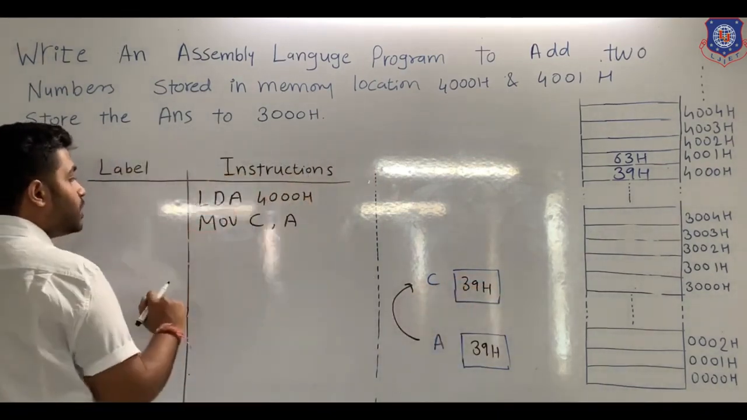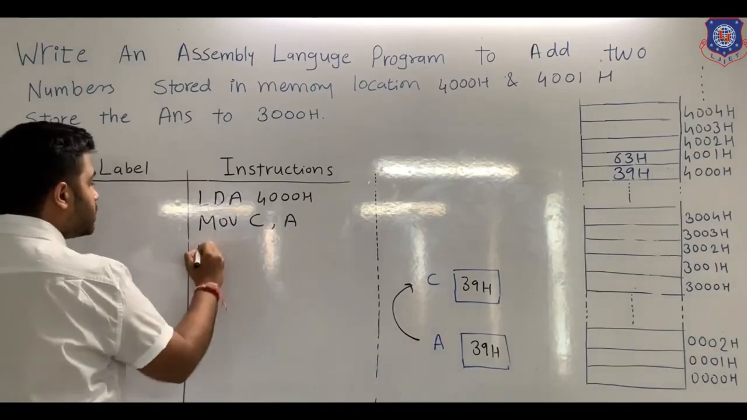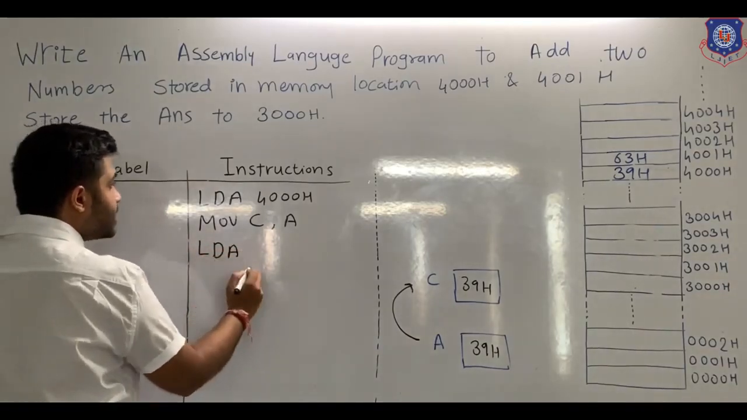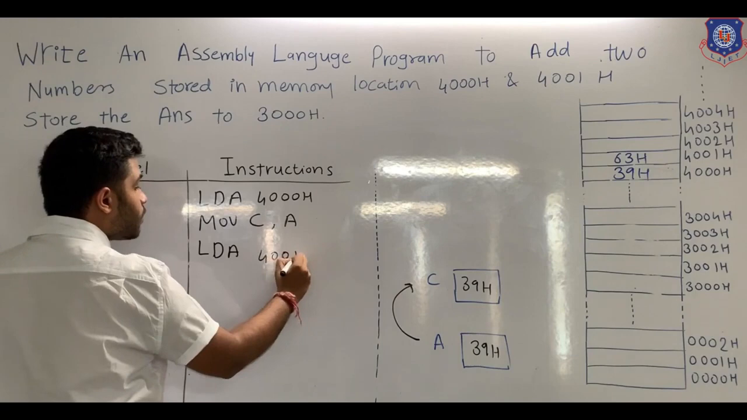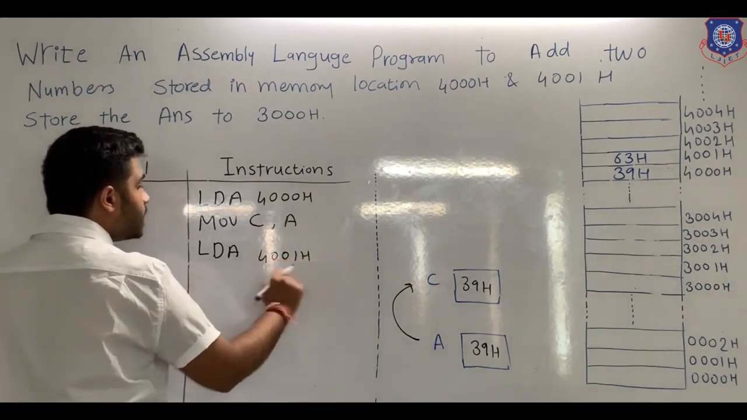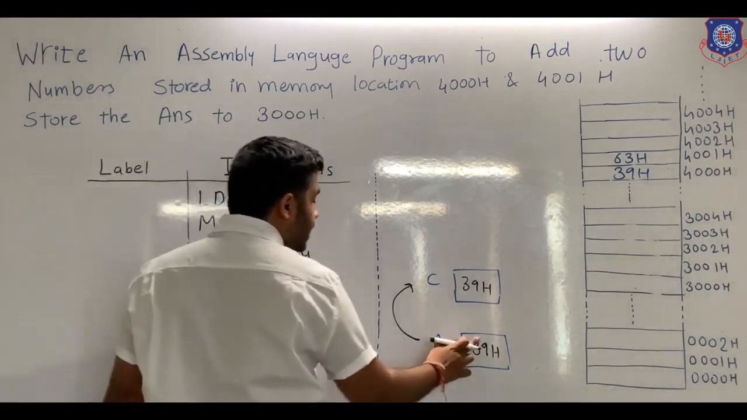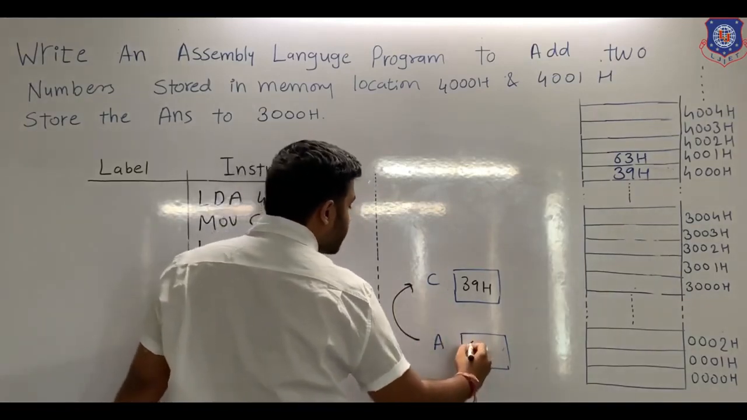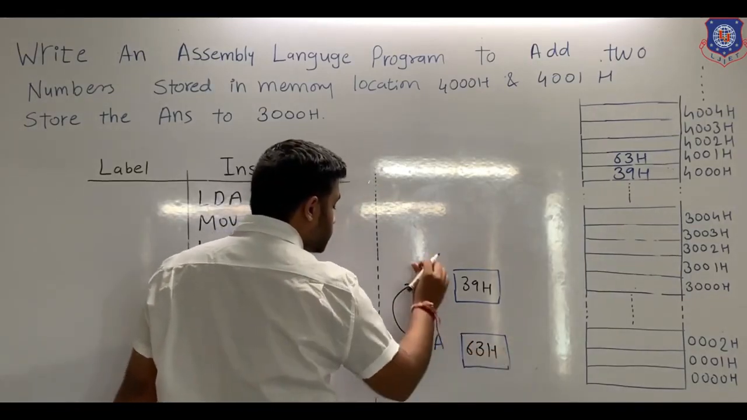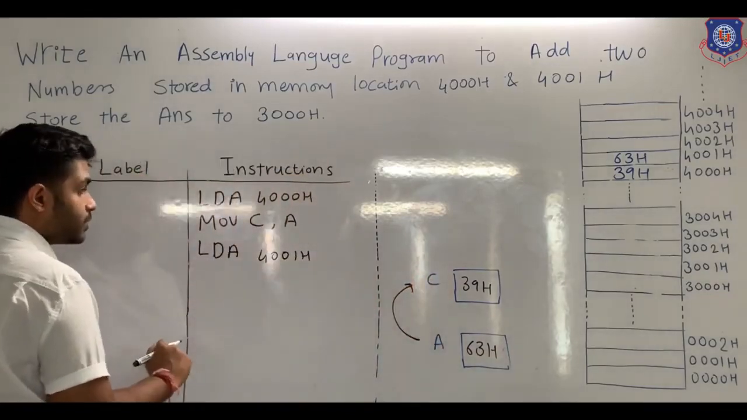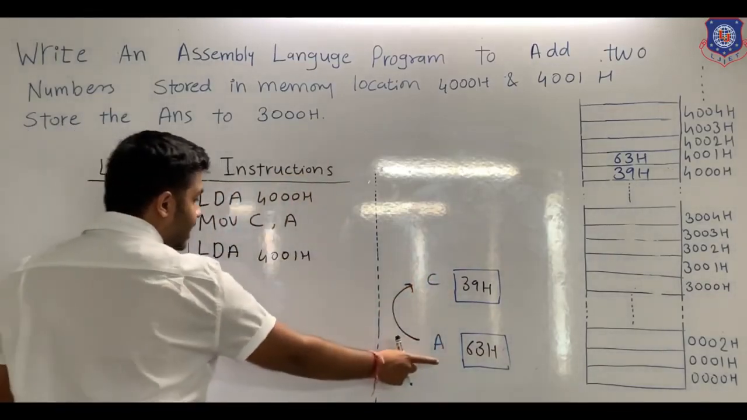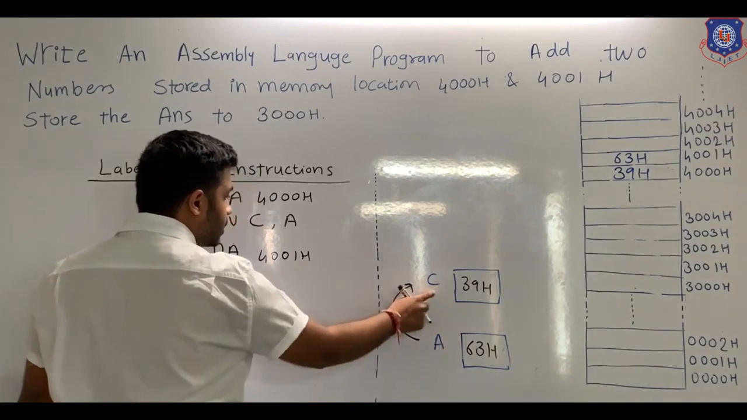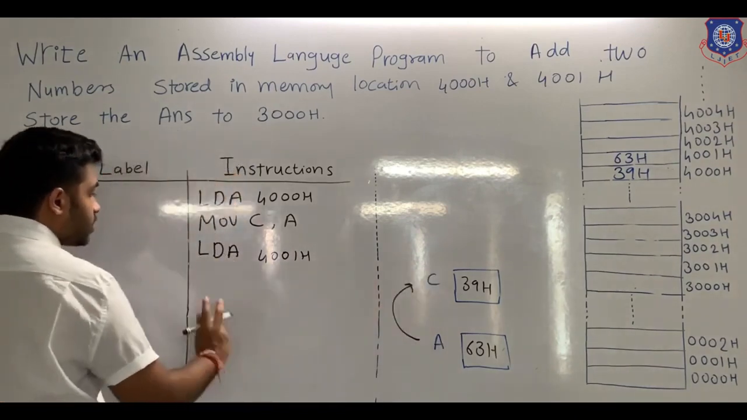After that we will move the next data to the accumulator. For that we will use the instruction LDA 4001H. When we use LDA 4001H, the data in the accumulator will be overwritten, and in the accumulator we will get the next data, which is 63H. So in the accumulator, one data is present, and in register C, the second data is present.